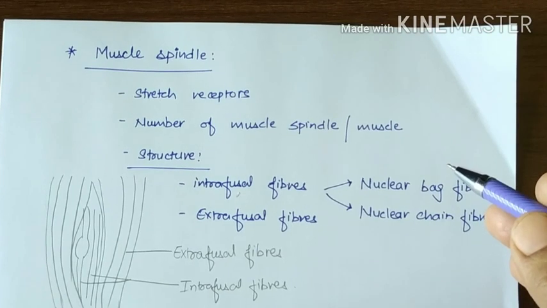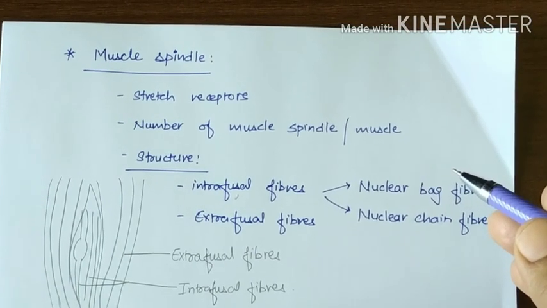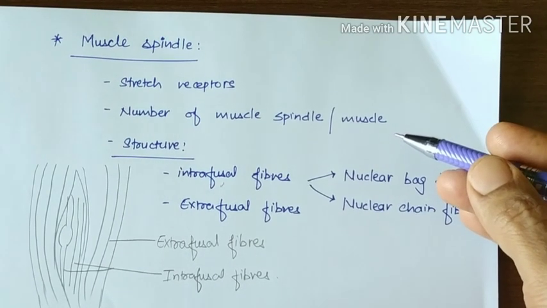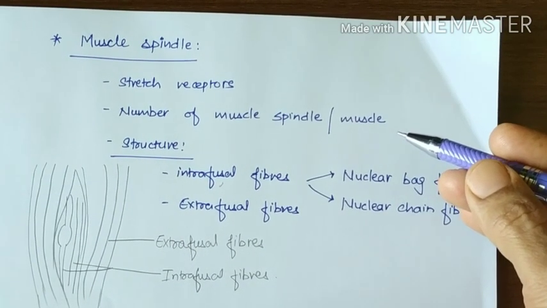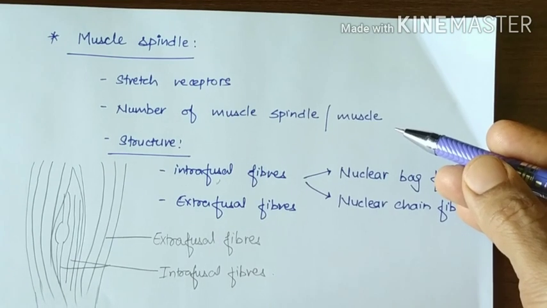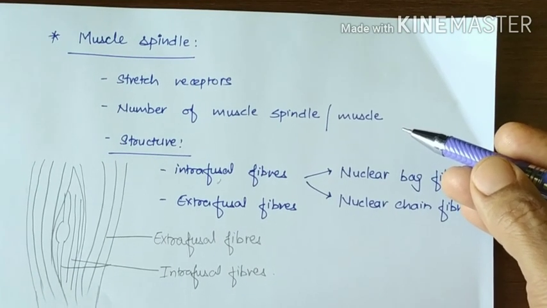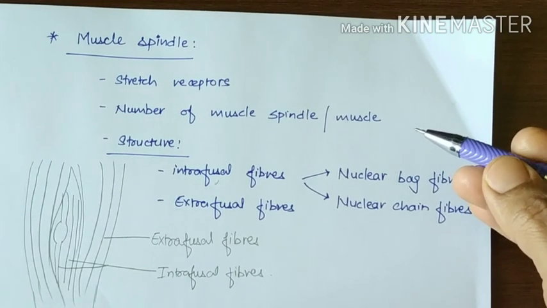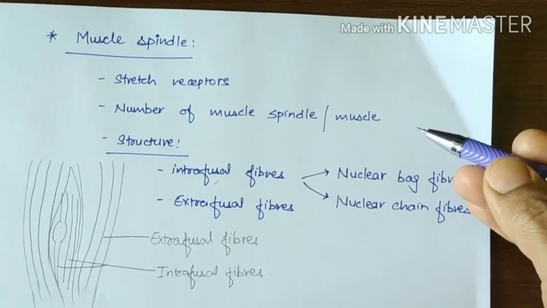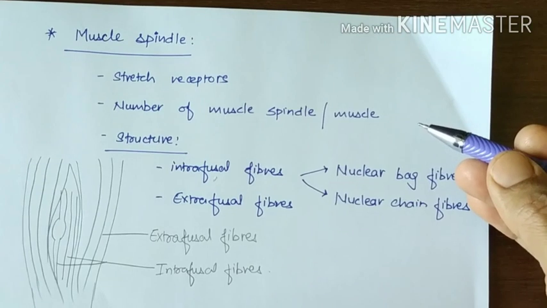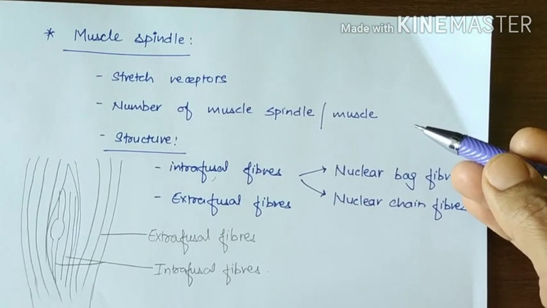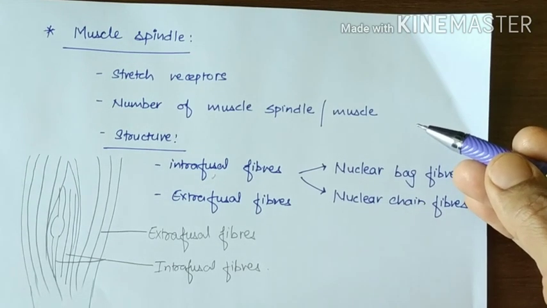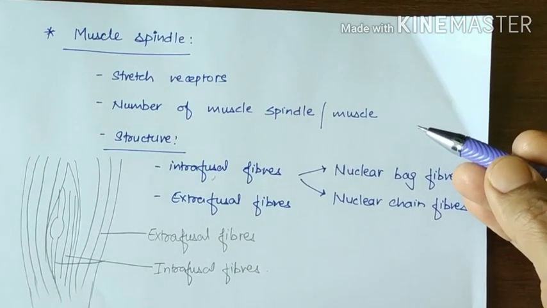Each skeletal muscle contains muscle spindles. The number of muscle spindles present in a skeletal muscle depends on the precise movement carried out by the muscle. For example, hand muscles have to perform precise activity, so they have a large number of muscle spindles, whereas back muscles have a smaller number of muscle spindles.